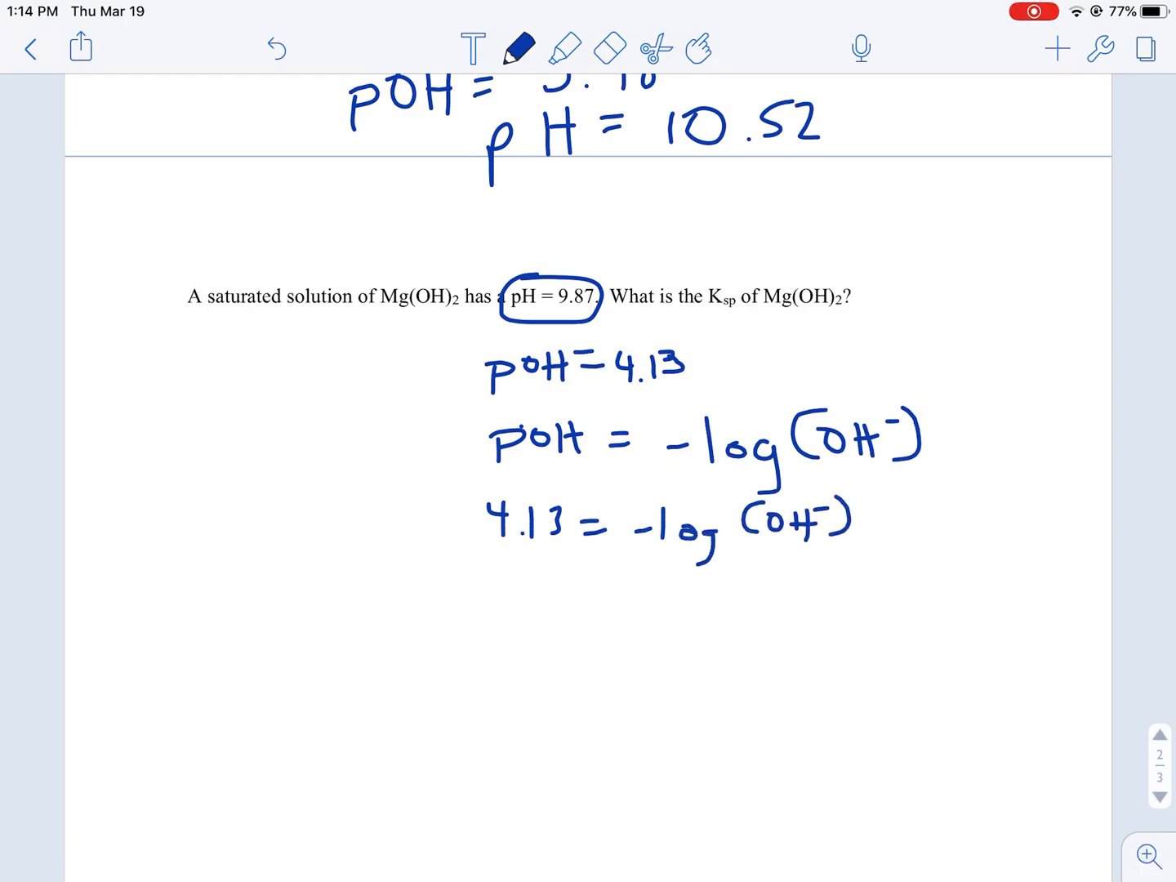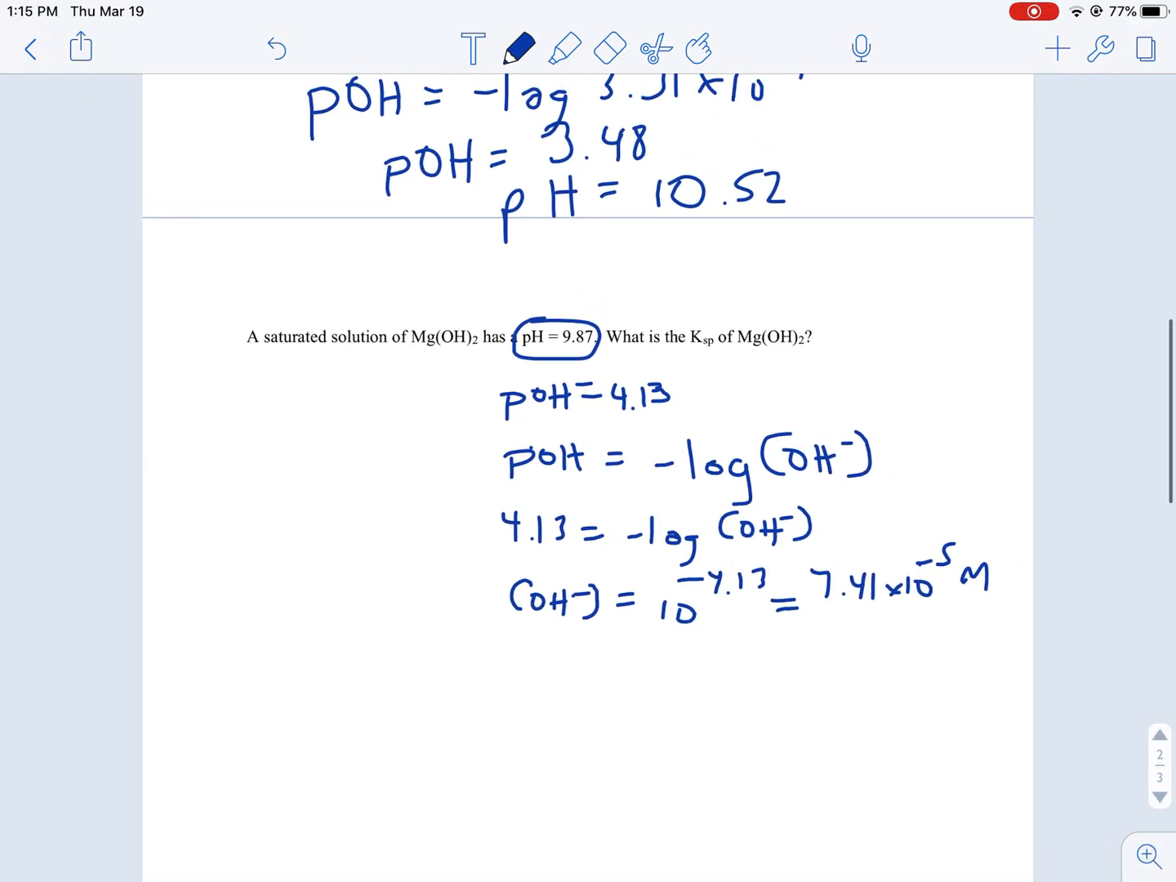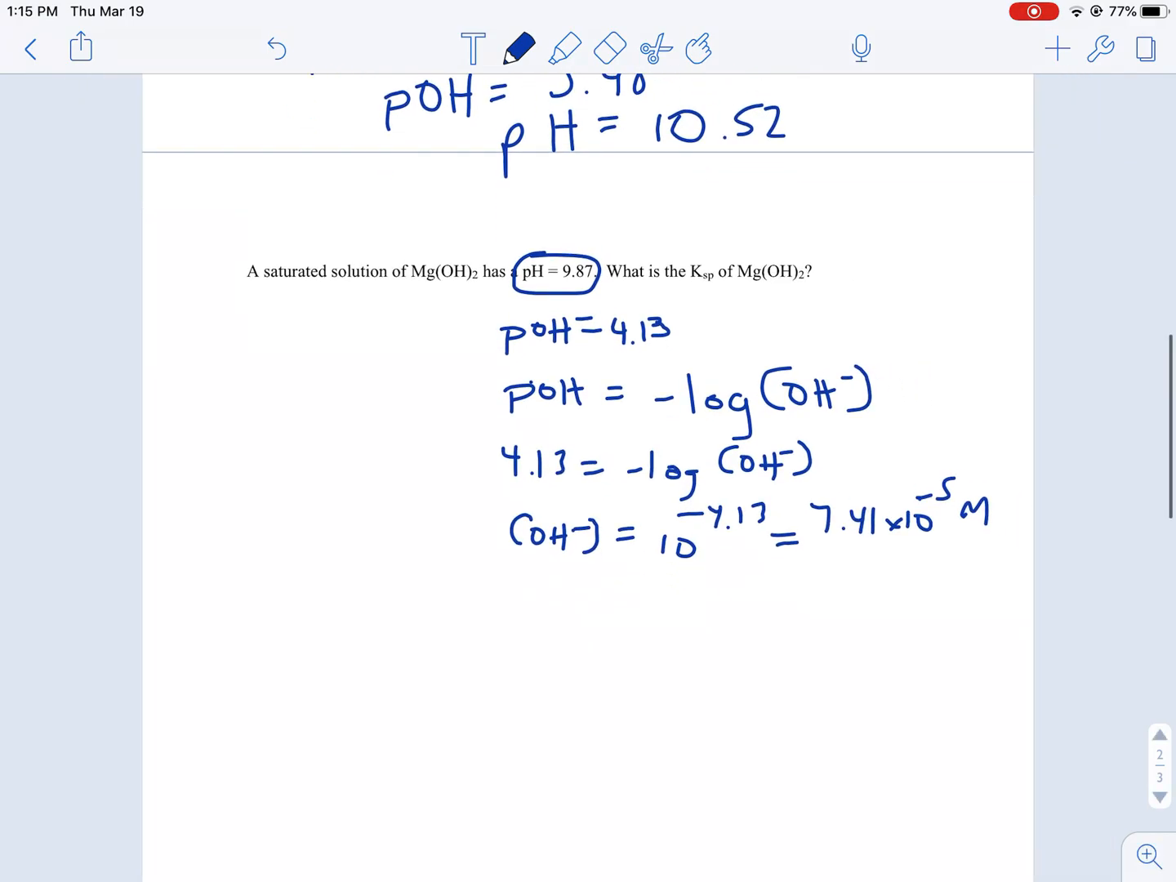So again, we'll multiply both sides by -1. To undo the log function, we've got to raise 10 to both sides. And so we end up with 10 raised to the negative 4.13 power. And so our hydroxide concentration is 7.41 times 10 to the negative fifth. So that is a molarity. All right, so again, we have the value that's going to be plugged into our ice table.